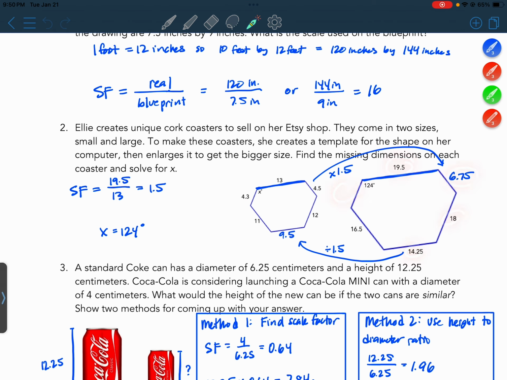And I realized that I missed one. I didn't figure out this one, so I'll just do it on the spot. We're going to take 4.3 and multiply that by 1.5 to get the new measurement. I did not have my calculator ready. So 4.3 times 1.5 is 6.45.